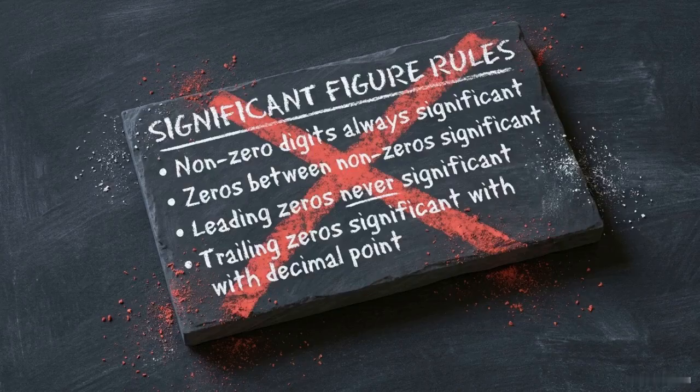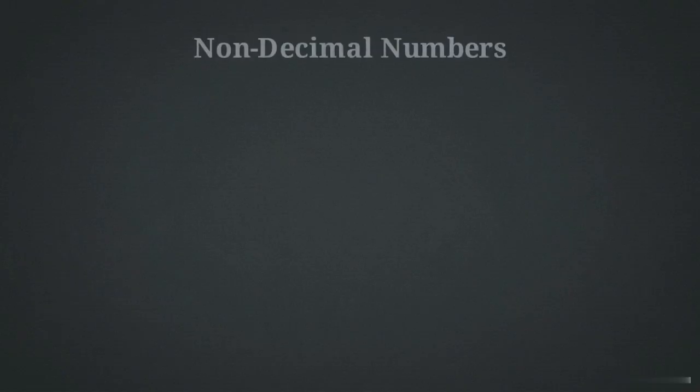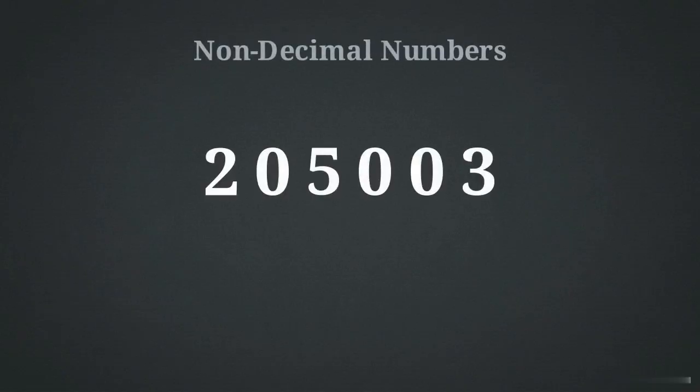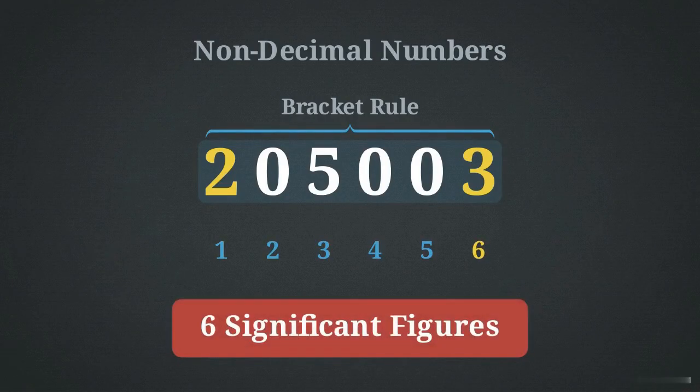Step 1 is determining significant figures. We can skip the confusing textbook rules by splitting all numbers into 2 clear categories: non-decimal numbers and decimal numbers. For any non-decimal number, look at the digits. Find the first non-zero number and draw a bracket connecting it to the last non-zero number. Now count everything trapped inside that bracket. If you bracket 6 digits, your measurement has exactly 6 significant figures.